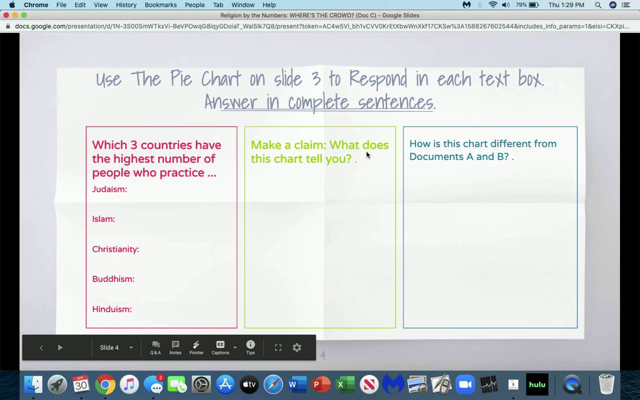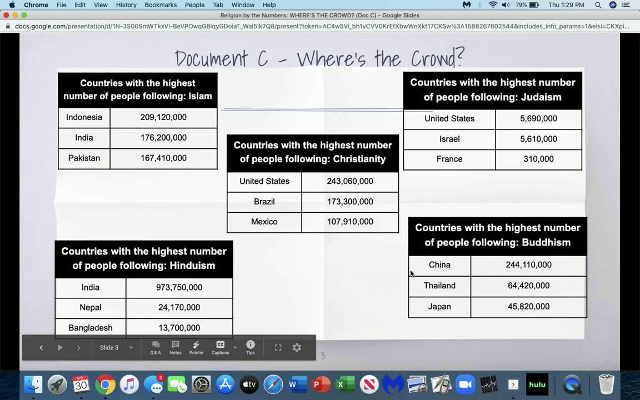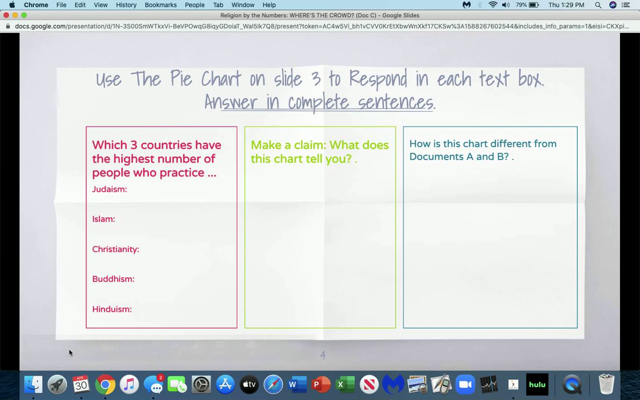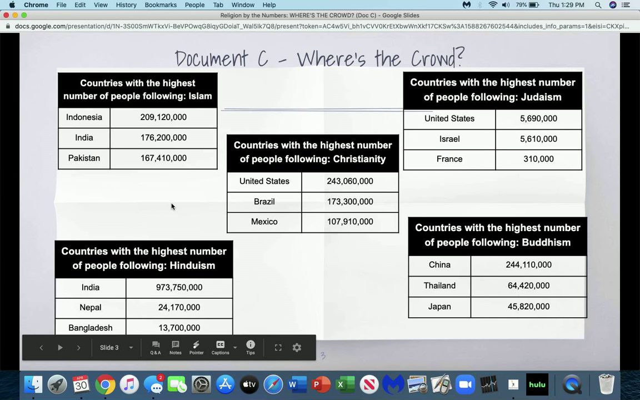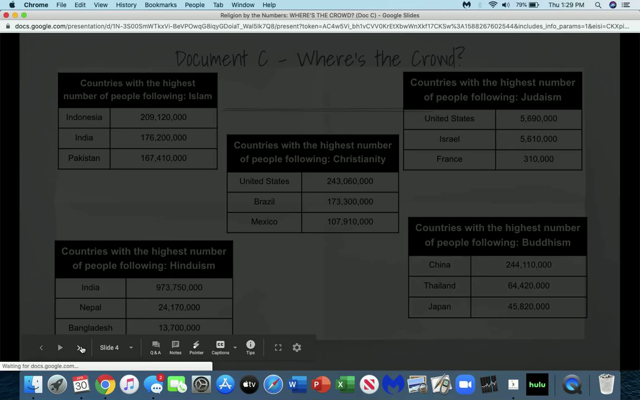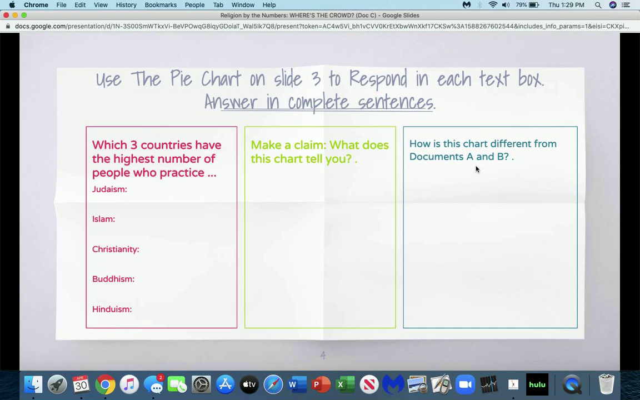Then you're going to make a claim. What does this chart tell you? So in all, what do these charts tell you about world religions in general, or you can choose a specific chart to make the claim. And then I want you to compare how this chart is different from documents A and B.